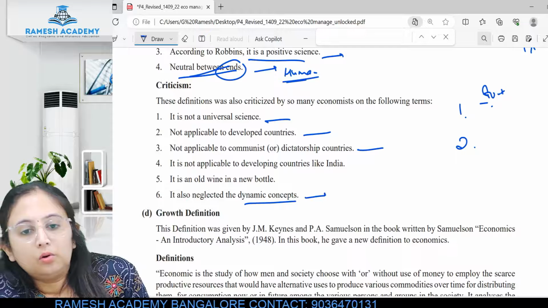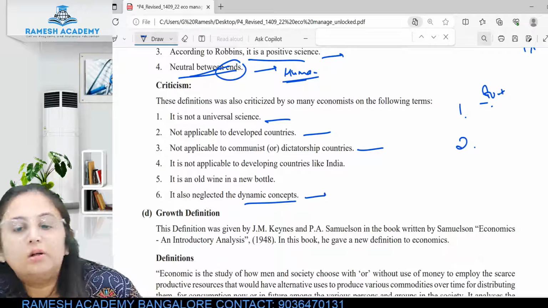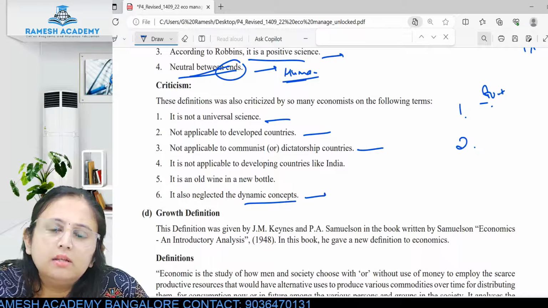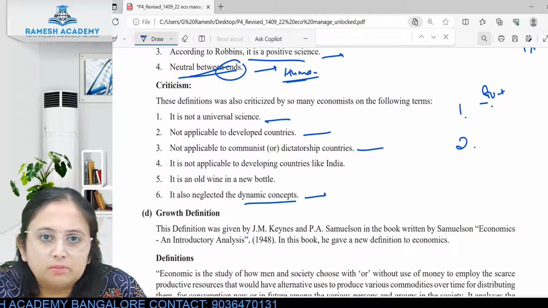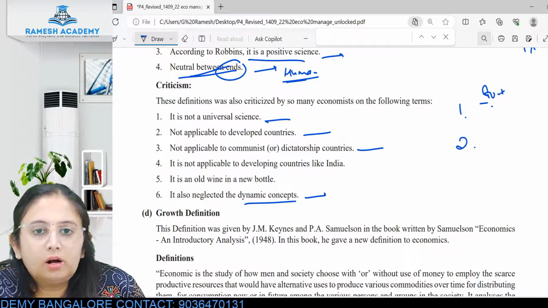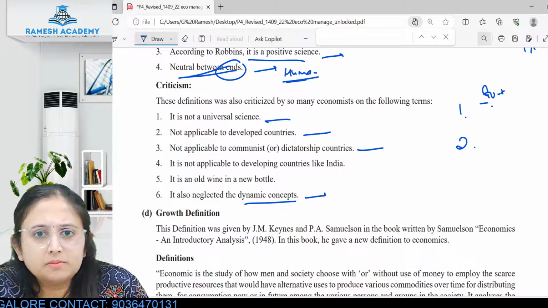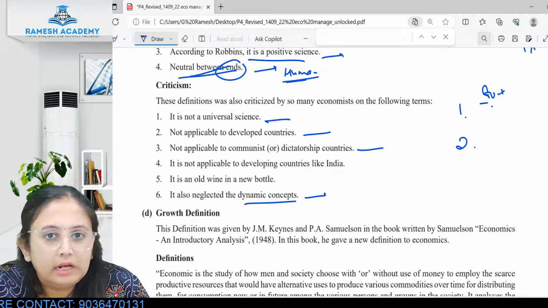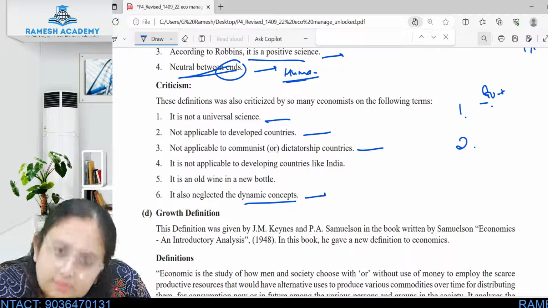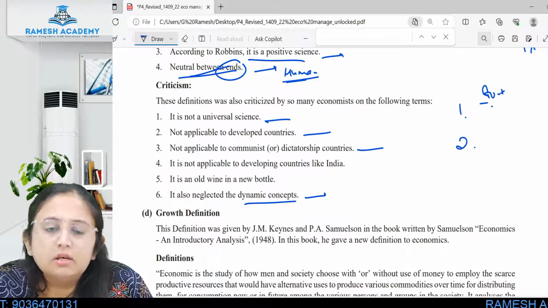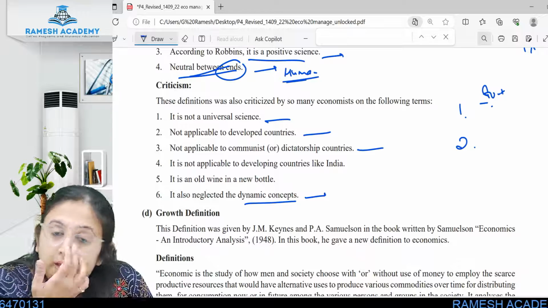So it ignored or neglected the dynamic concept. Dynamic concept means you can always bring in change. It need not be static, like how production technique was 50 years back or 20 years back. The same thing we are not following now. Correct? There are so many changes. In the same manner, we can bring in changes and we can make the same resource go further.